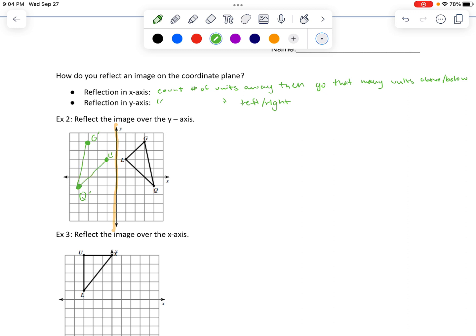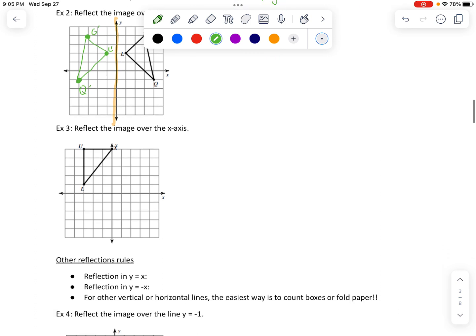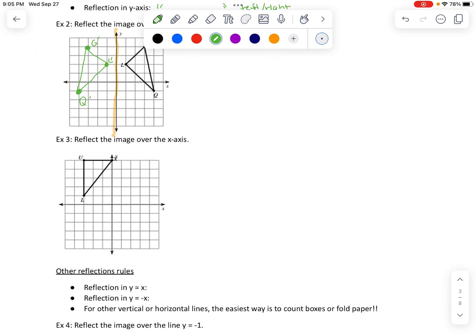Now I connect it. It doesn't ask for the coordinates of G prime, L prime, and Q prime. You don't have to list them unless it states to state the new coordinates. Be sure to make sure, oh my goodness, make sure you are reading everything that it's asking, that you know whether you should include those coordinate points or not. So example 3, reflect over the x-axis.